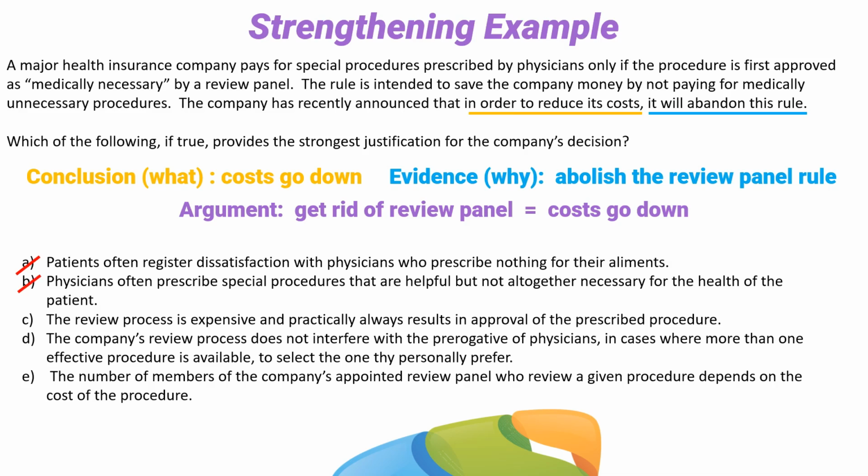B is out. Now C looks good. C says that, you know what, that review panel on its own is expensive to run and it rarely catches wasteful procedures. So if we eliminated it, we wouldn't have to pay for it anymore and it doesn't really save us much money anyway. Okay, we keep C around. D, no, D again doesn't even touch on costs, can't be right. For E, you see, we don't need to know exactly how the review panel works. We just need a reason why getting rid of it would lower the costs. E doesn't help us, so our answer is C.